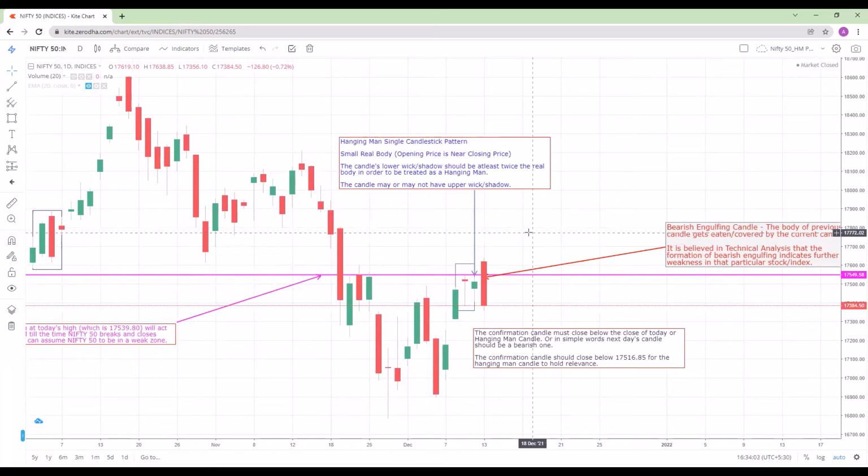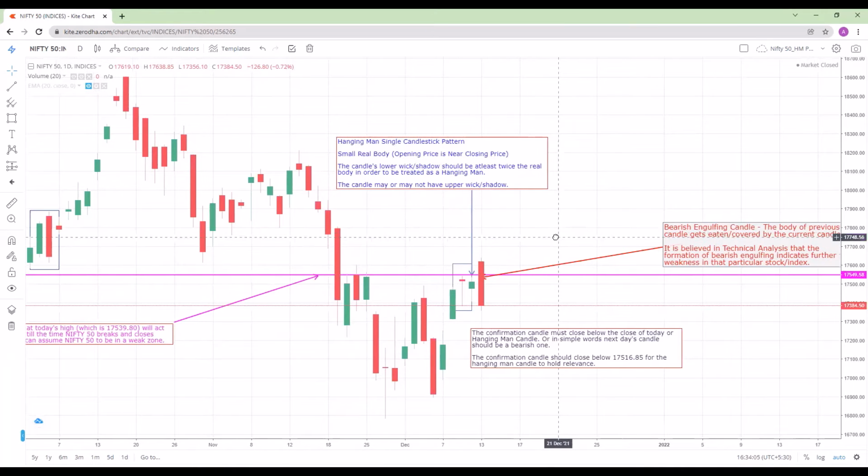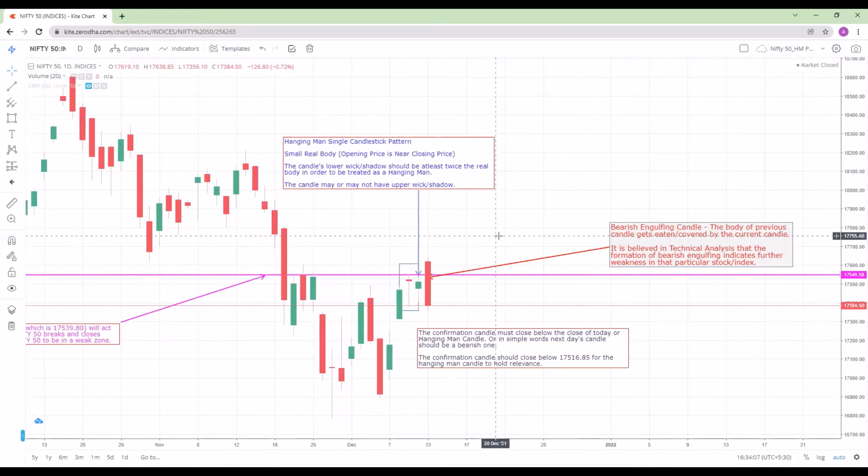I can be 100% wrong. This is the stock market. It is not in my control. It is only my experience, on the basis of which I am saying this, and experience can be shattered in a day by the stock market. But yes, this is the way of analyzing things.